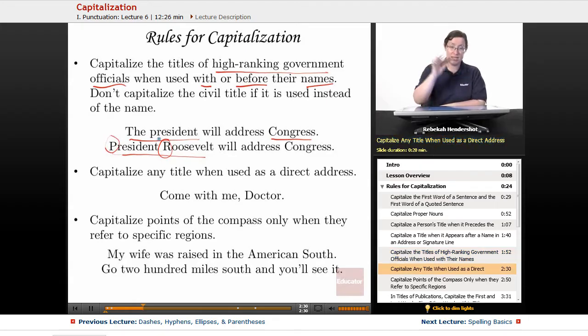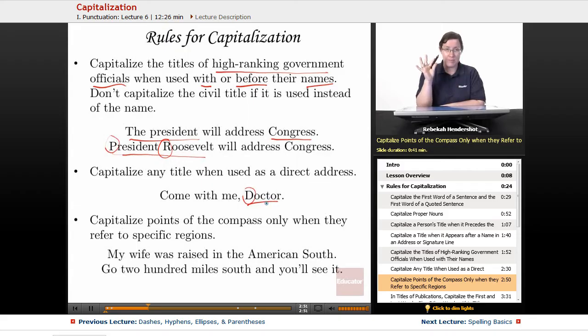Next, capitalize any title when used as a direct address or in place of a name. So if we say, "Come with me, Doctor," then you capitalize the D in doctor because you're using it instead of his name. You're talking to him and saying, "Hey, Doctor." You would capitalize his name if you used it, so you capitalize his title under those circumstances.